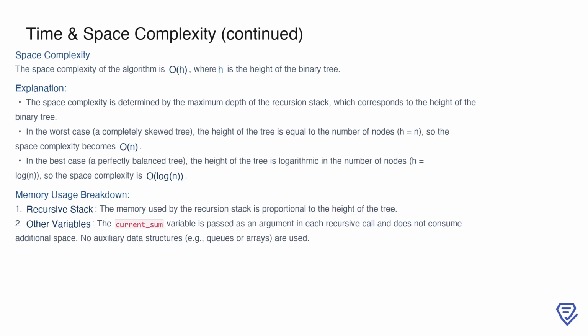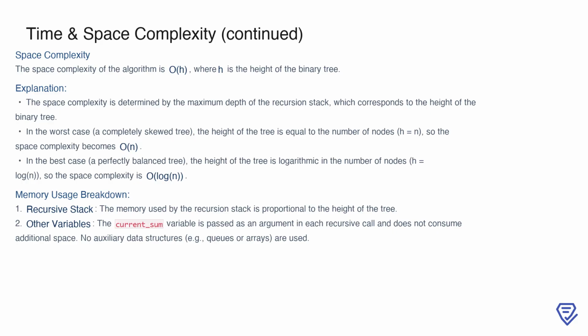The space complexity of this algorithm is O(h), where h represents the height of the binary tree. This is because the maximum depth of the recursion stack corresponds to the tree's height. In the worst-case scenario, such as a completely skewed tree, the height of the tree equals the total number of nodes, making the space complexity O(n). However, in the best-case scenario, where the tree is perfectly balanced, the height of the tree is logarithmic with respect to the number of nodes, resulting in a space complexity of O(log n).